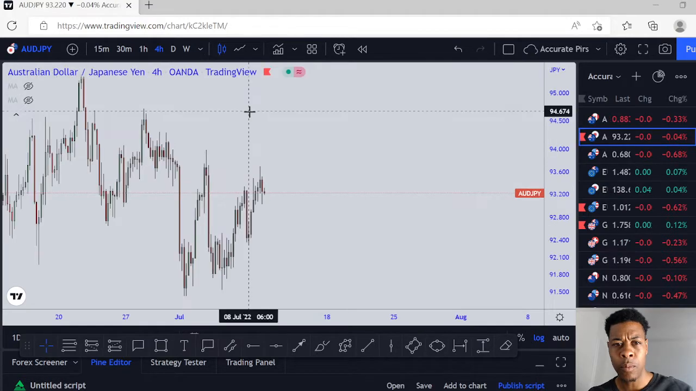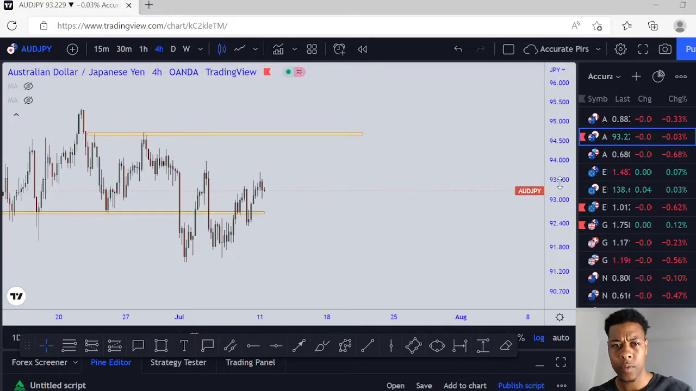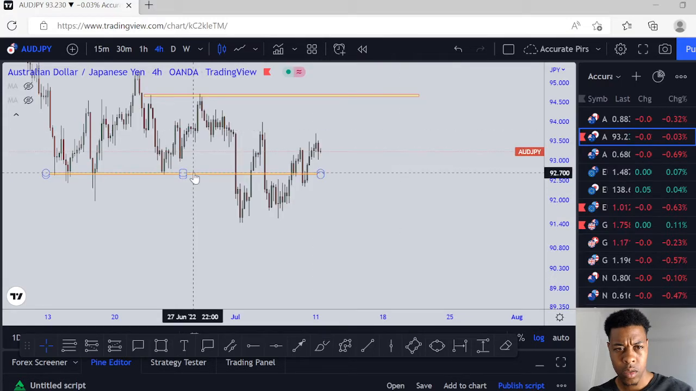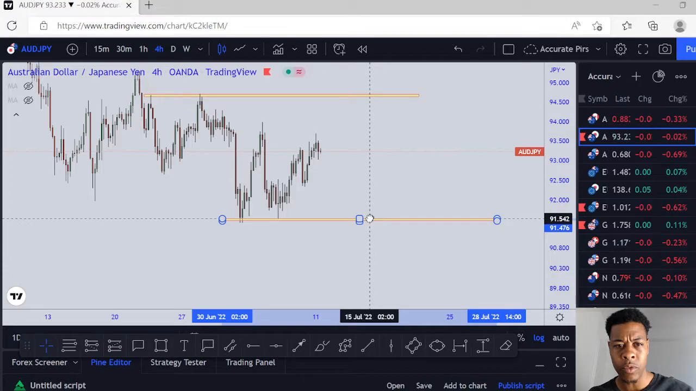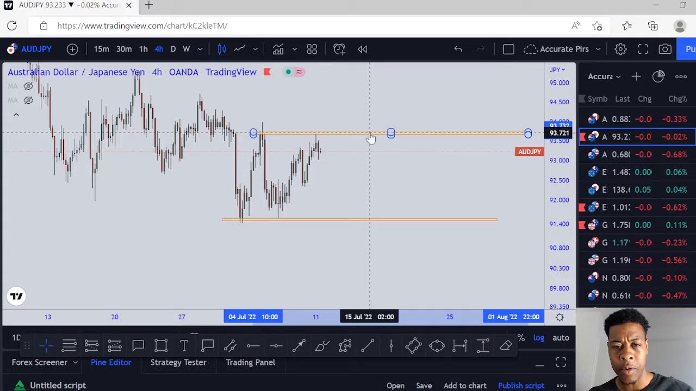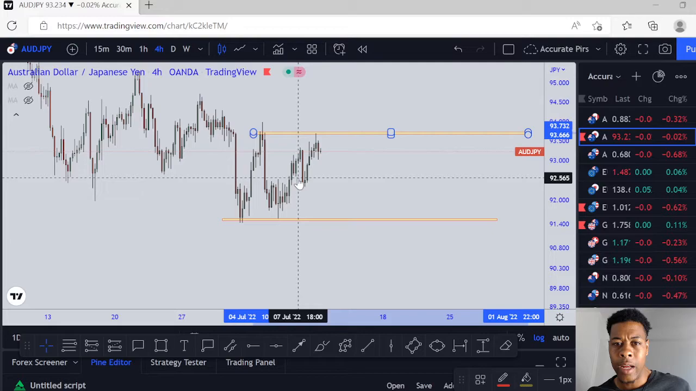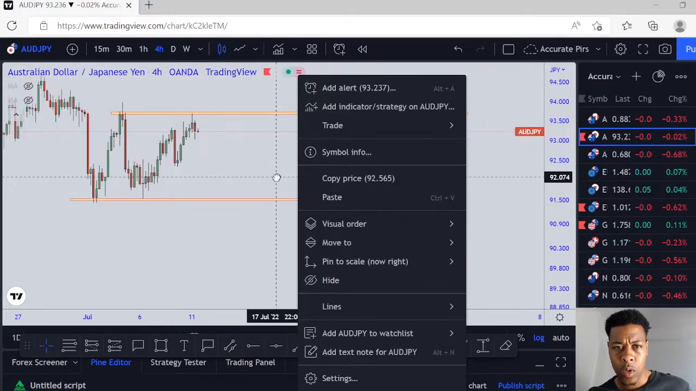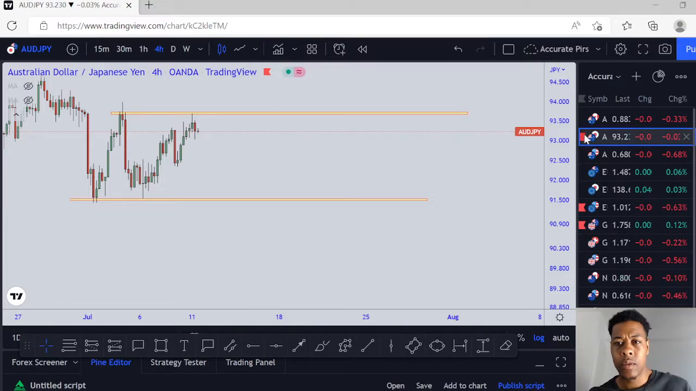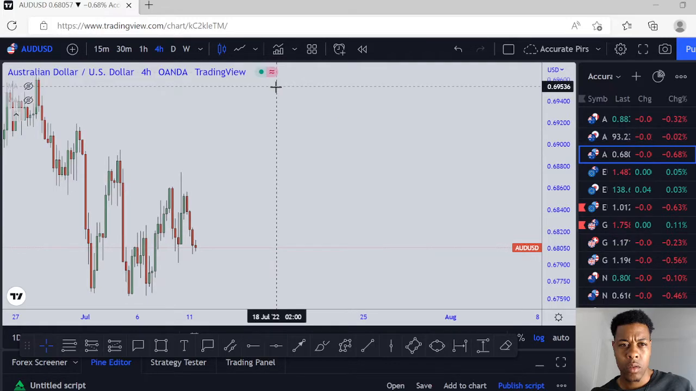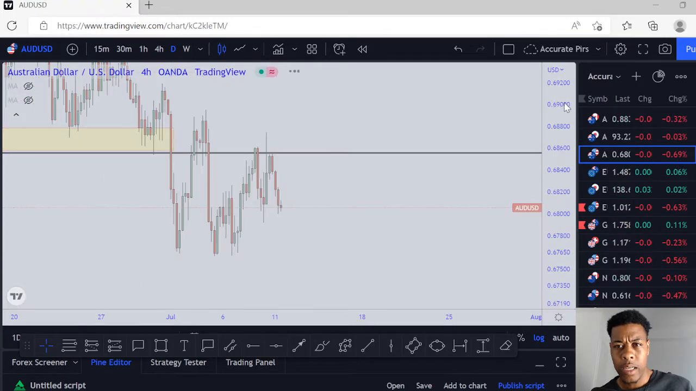Now we're going to move on to AUD JPY. We've got this new resistance level and support level formed right here, and then a new resistance level formed at 93.27. That is our new support and resistance level there, and for that pair it is just going to be a waiting game. I'm going to look at this on a daily time frame actually.